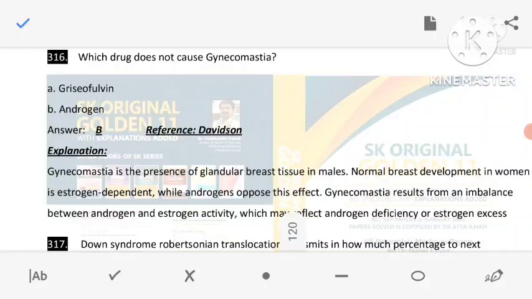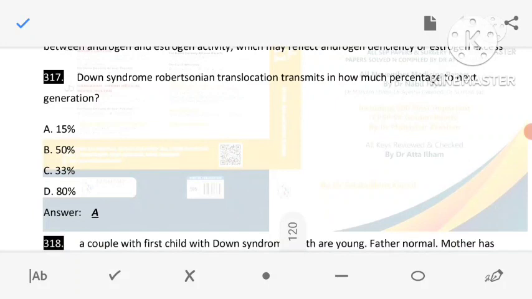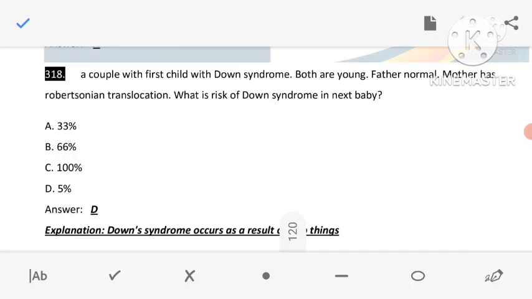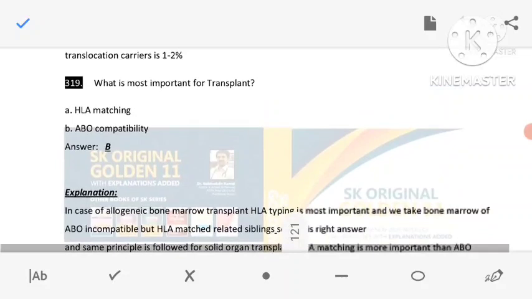Point number 317, Down syndrome Robertsonian translocation transmits in how much percentage to next generation? It is 15%. And other MCQ is, a couple with first child with Down syndrome, both are young, father normal, mother has Robertsonian translocation, and what is the risk for Down syndrome in next baby? It is 5%.